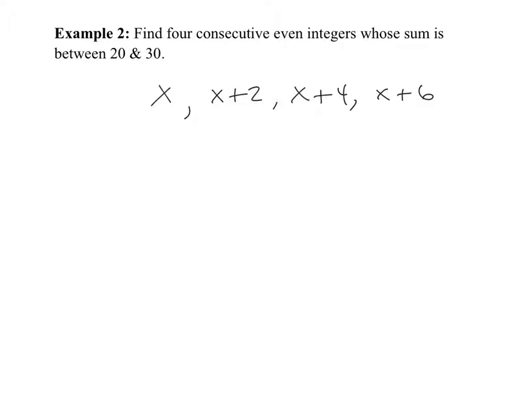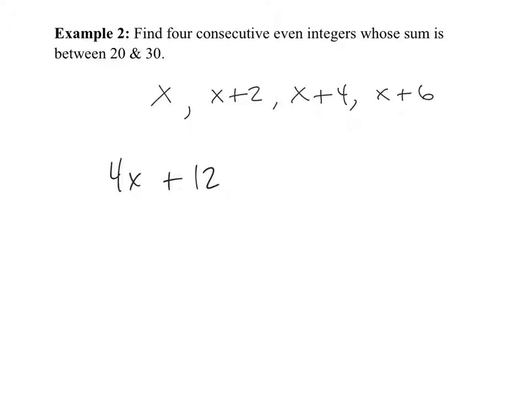Because all odds differ by 2. Evens differ by 2. And this is using a differ. It's not a statement of what the number is itself. Okay? So we want even integers whose sum, so add them together, 4x plus 12 is between 20 and 30.